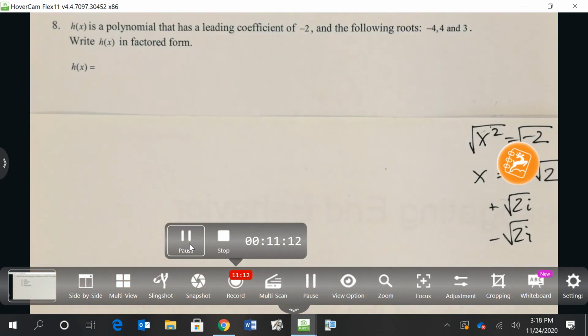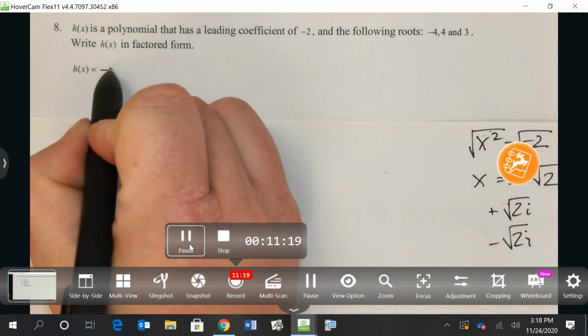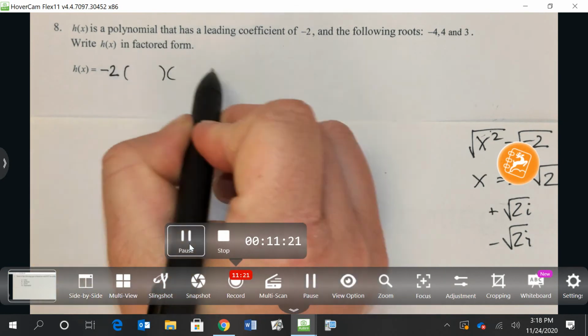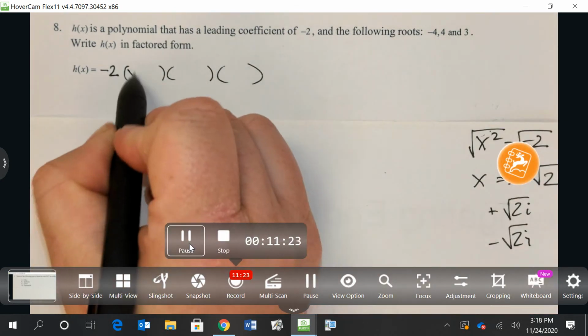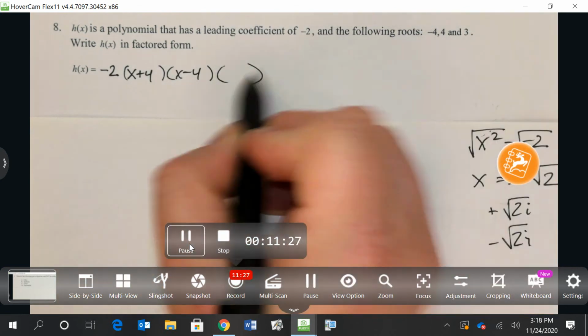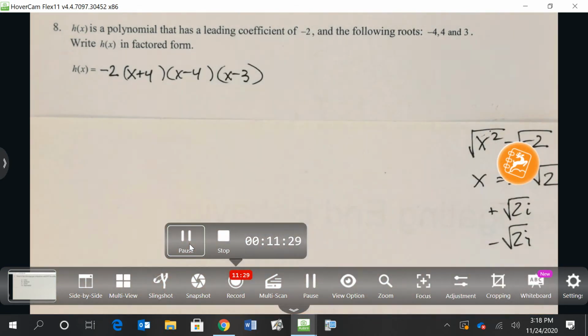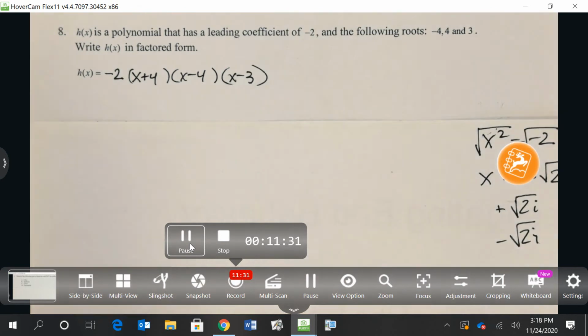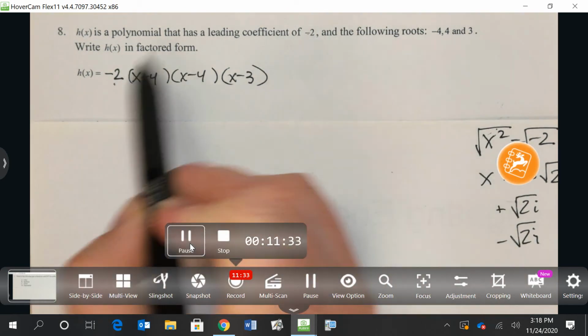H of x is a polynomial with a leading coefficient of negative 2, and it has the following roots. Write it in factored form. Oh, this is easy. Put down the leading coefficient, and I have 3 roots. Remember, each time it goes inside, it's going to lie. So the negative 4 becomes positive, the positive 4 becomes negative, and the positive 3 becomes negative. Multiplication here, the leading coefficient does not.